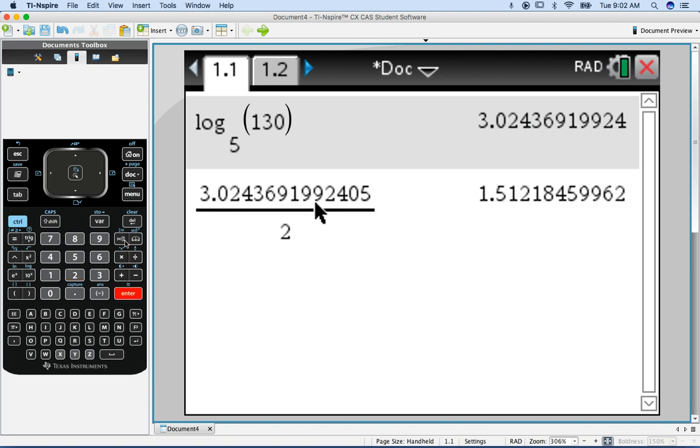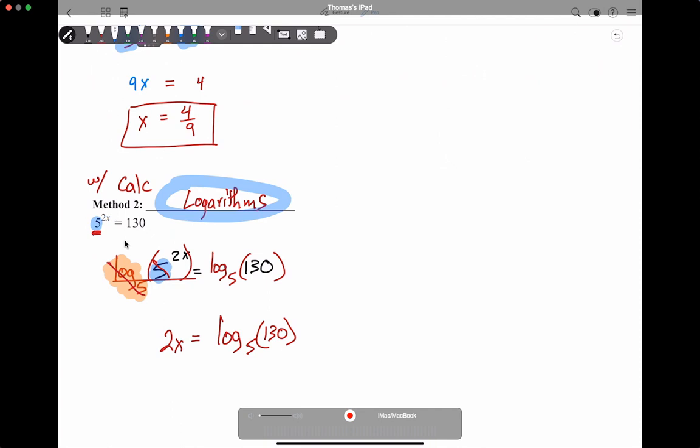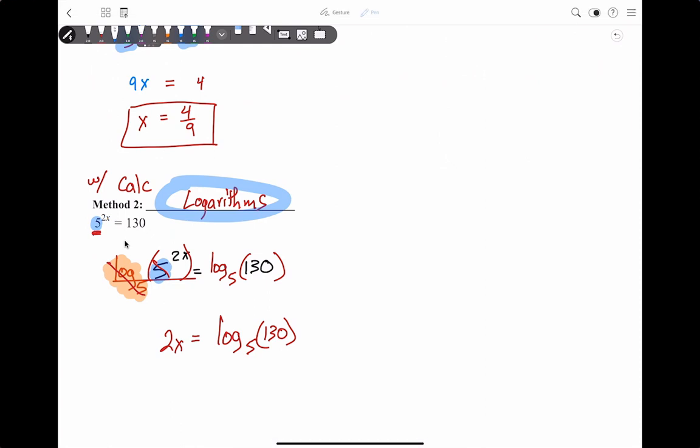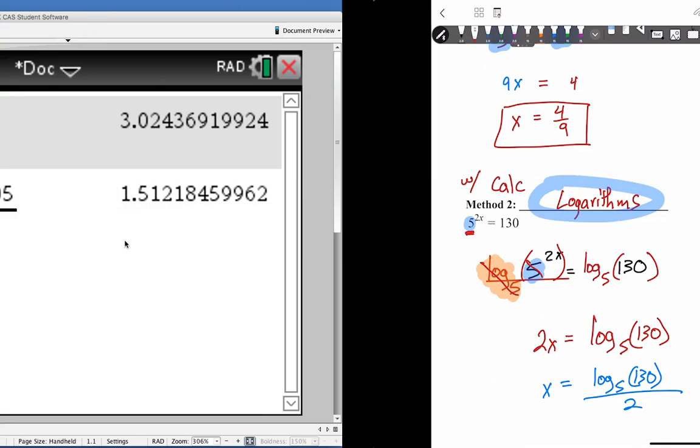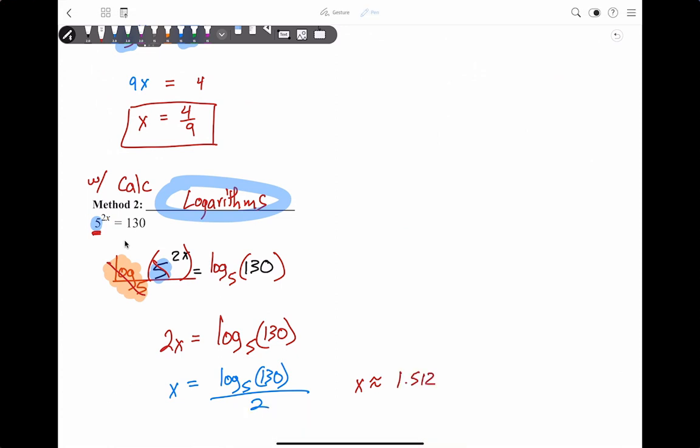Okay, and just a rule of thumb on questions like this that you get decimals, unless it specifies what to round it to, we're going to do a default of 3 decimal places. So log base 5 of 130 divided by 2. And the way we show the approximate answer is approximately 1.512. And again, a good default is 3 decimal places unless otherwise specified. So you notice we did need a calculator here, otherwise we would not have been able to do this.